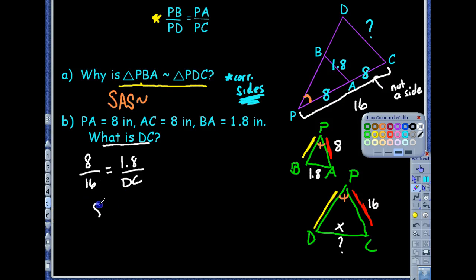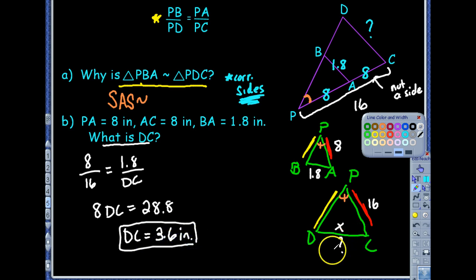So when you go ahead and cross multiply, I have 8 times the DC, or you could have X, equals, what's 1.8 times 16? 28.8. So DC is equal to 3.6, and this is inches. Now, think about whether this would be logical if I said this is 3.6. Well, yeah, actually, I'm looking at 8 and 16. It's doubled. Right? 16 is double 8. So 3.6 is double the 1.8. So yeah, that makes perfect sense.